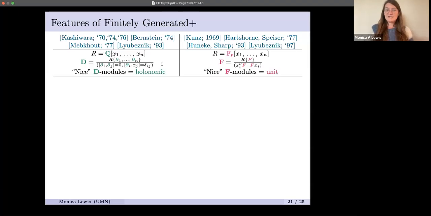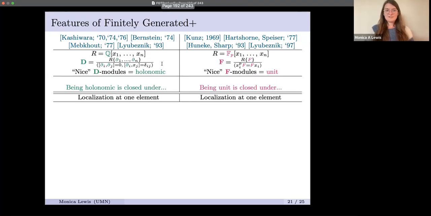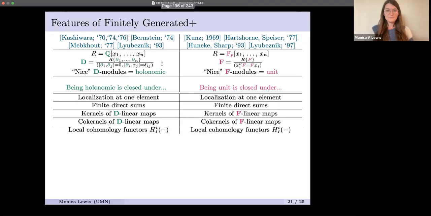And we have a niceness condition that is a strengthening of finite generation, either holonomicity or unitness. Our niceness condition is closed under a number of operations, such as localization at one element, finite direct sums, kernels of linear maps over our ring of operators, and cokernels. And by iterating those previous operations, it is closed under arbitrary local cohomology functors.